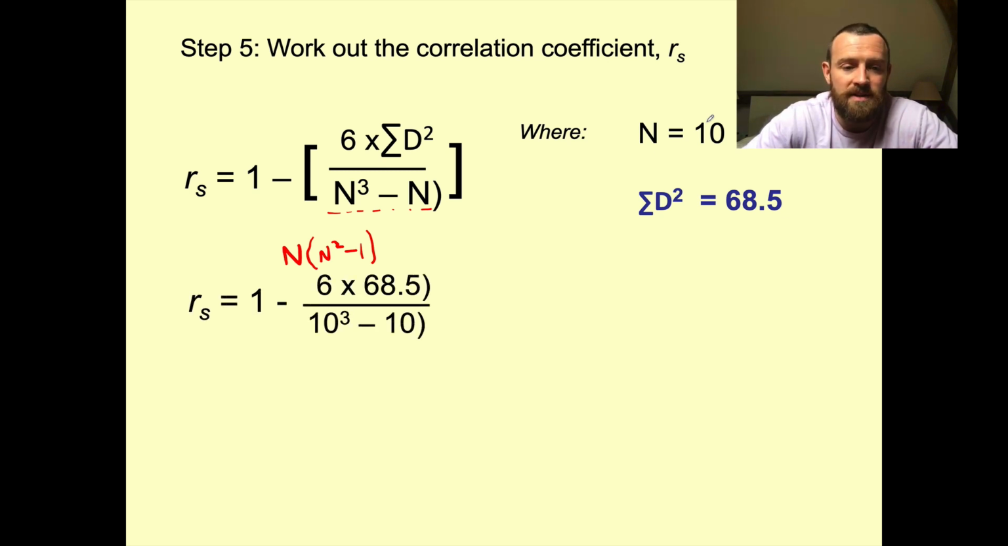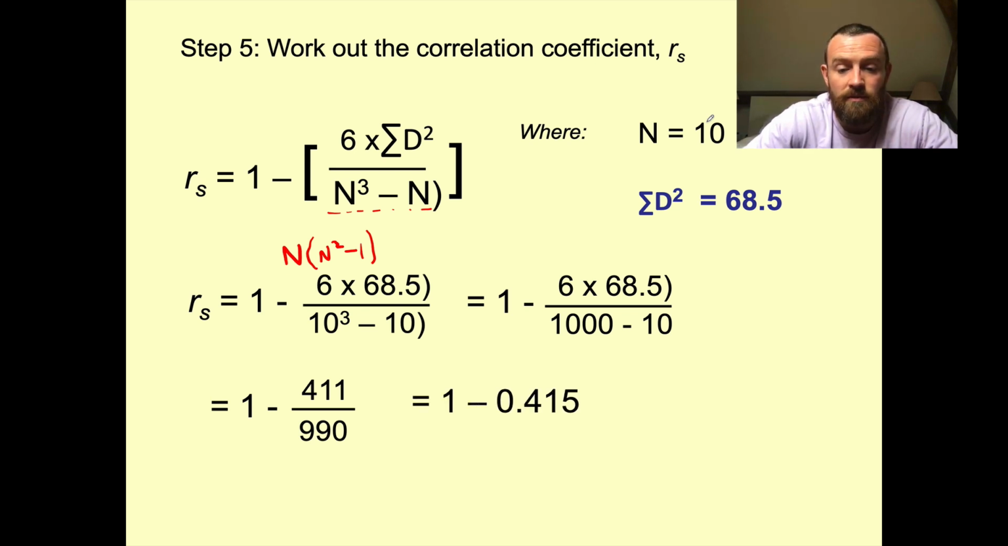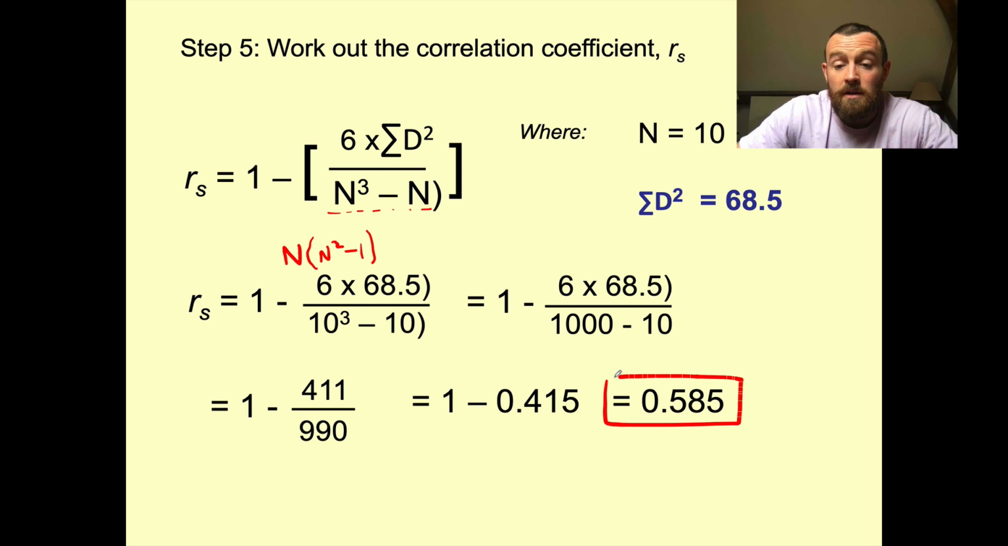So now let's do some maths. If we plug that in, 6 times 68.5, and on the bottom we have 10 cubed minus 10, so it's 1 minus 6 times 68.5 divided by 990. So 1 minus 411 over 990. And if we do that, we get 1 minus 0.415, which equals 0.585. There is our number. So that tells us the correlation.